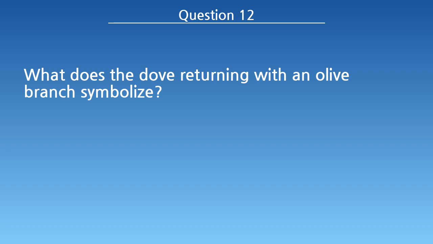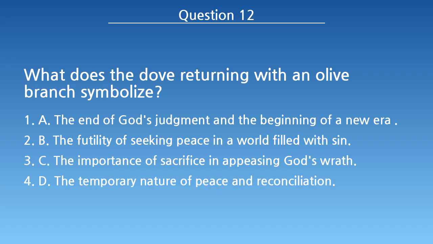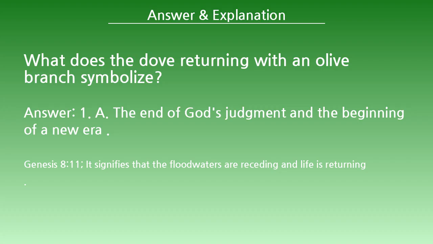Question 12. What does the dove returning with an olive branch symbolize? Options. 1. A. The end of God's judgment and the beginning of a new era. 2. B. The futility of seeking peace in a world filled with sin. 3. C. The importance of sacrifice in appeasing God's wrath. 4. D. The temporary nature of peace and reconciliation. The answer is option 1, A. The end of God's judgment and the beginning of a new era.